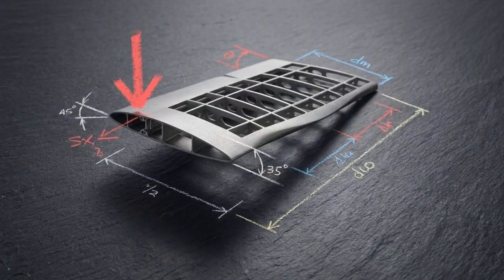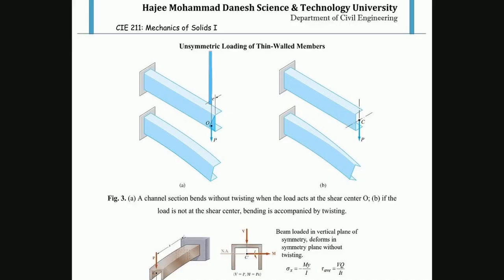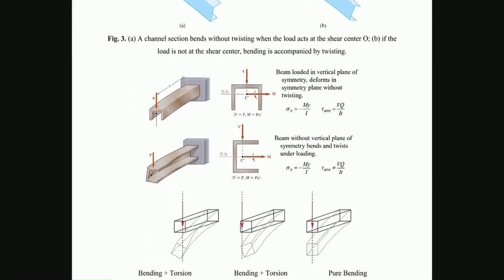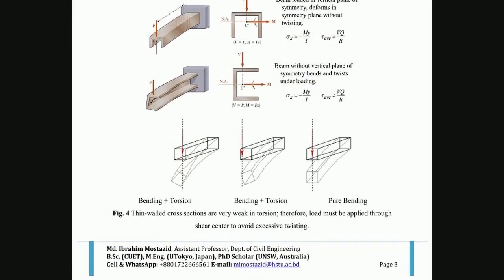This balance remains fragile. If the external load from the wing is applied even slightly off-center, it fails to align with internal forces. Engineers solve this by locating the shear center, the precise mathematical coordinate where a load must pass to ensure the beam bends without twisting. Missing this center creates an unbalanced torque, violently twisting the thin-walled metal like a wet towel, leading to structural failure.